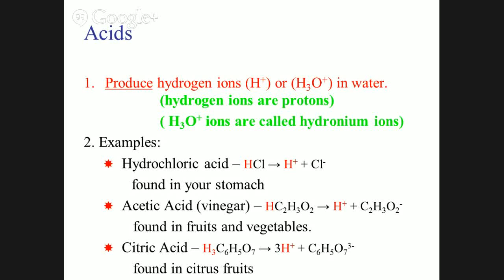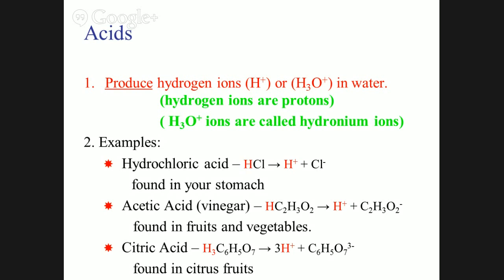And first, we're going to talk about acids. Acids produce hydrogen ions, or when added to water, H3O plus ions. Hydrogen ions are just protons. If you think about it, a hydrogen atom only has an electron and a proton. As an ion, we lose the one electron, and so all we have left is a proton. H3O plus ions are called hydronium ions.